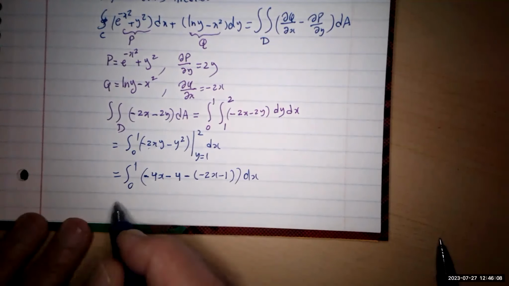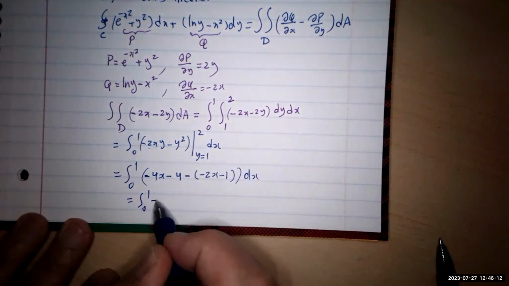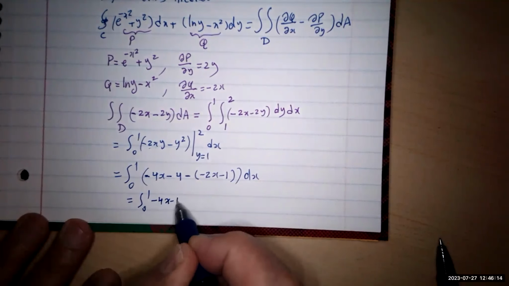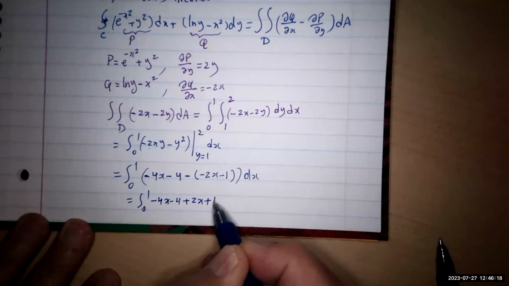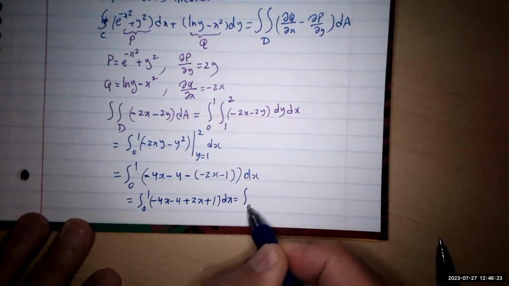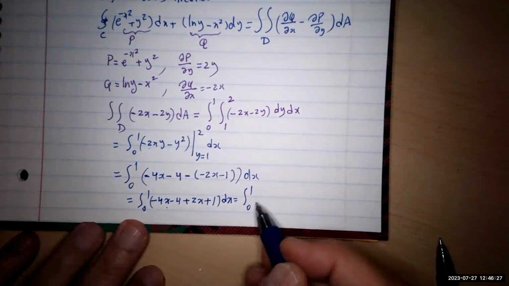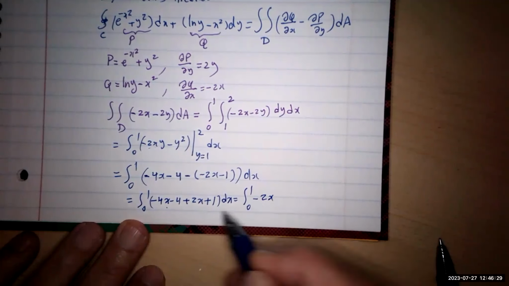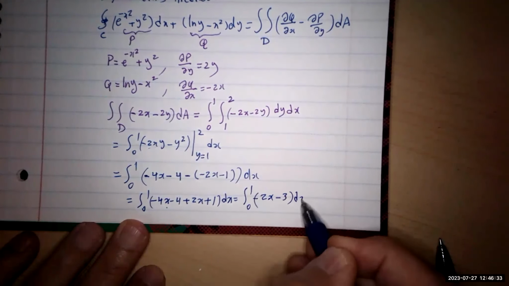So I'm going to just simplify it a little bit. It's going to be 0 to 1. So I have a negative 4x minus 4, so that gives me a positive 2x and a positive 1, and dx. So again, it's going to be 0 to 1 of negative 2x, since the 4x and the 2x give negative 2x, and negative 4 plus 1 would be negative 3, and dx.